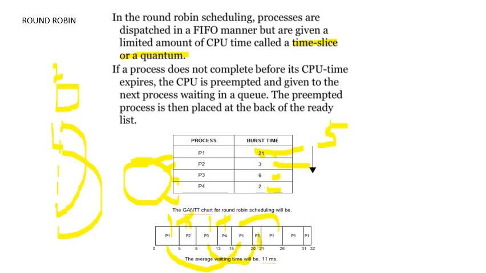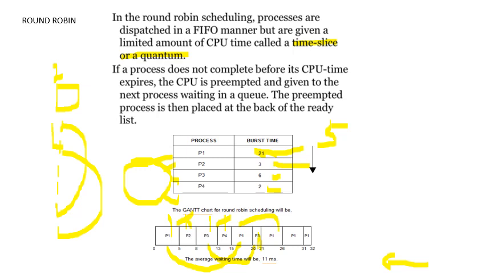Okay, this is all about round robin. Now the average waiting time will be calculated. For P1, what is the waiting time? That is 31 milliseconds. You should start calculating from right to left. For P2, the waiting time is 5 milliseconds, meaning at the 5th millisecond it got the chance to execute, and for P3 it is 20 milliseconds.